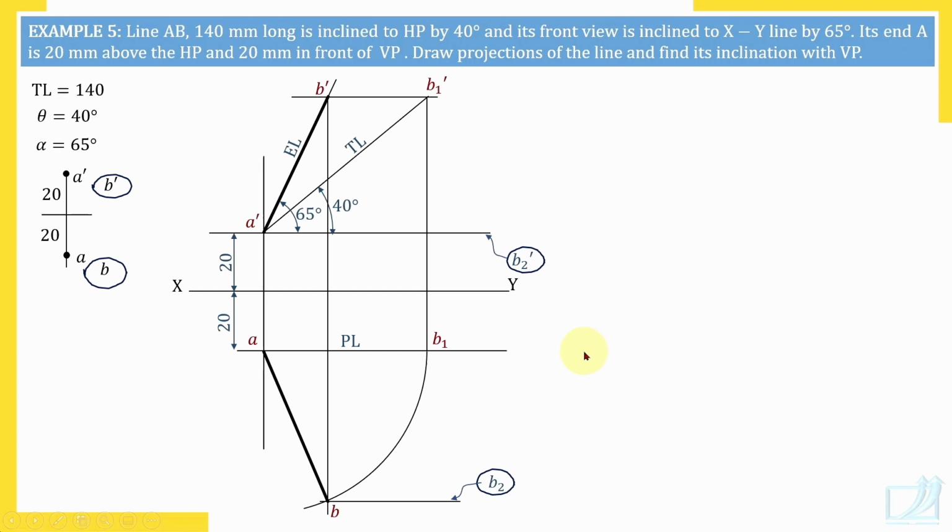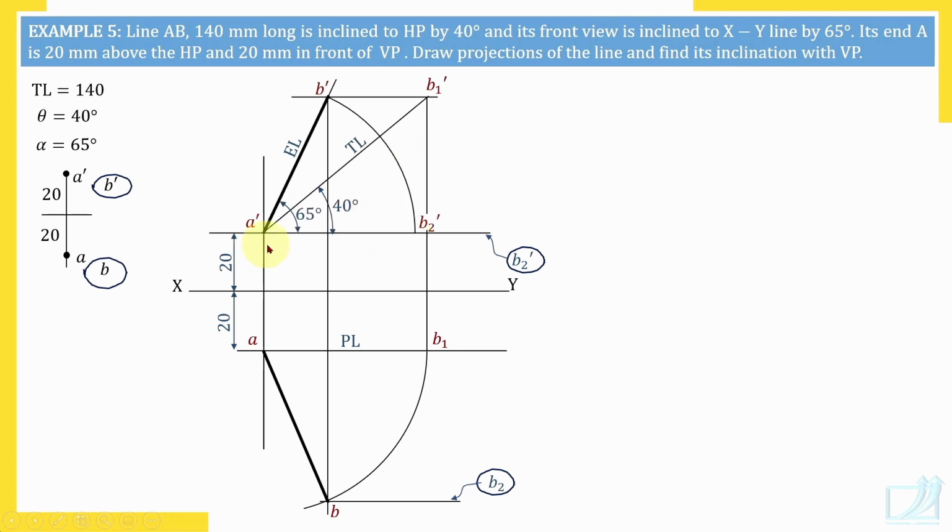So again I'll use the compass to rotate EL or PL, but rotation of PL is already over, and we have found out AB. So both PLs are there in the diagram. So we'll rotate EL now. Front view A dash B dash is there in the diagram. Use the compass, rotate about point A dash so that we get A dash B2 dash.